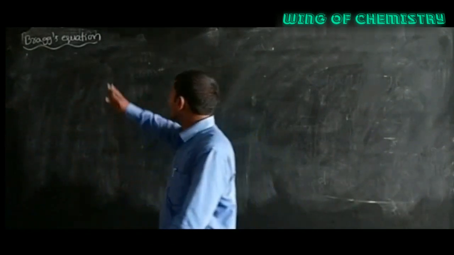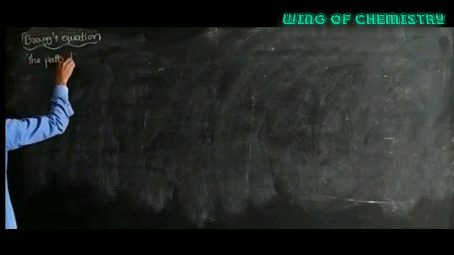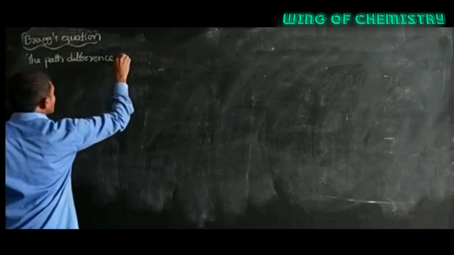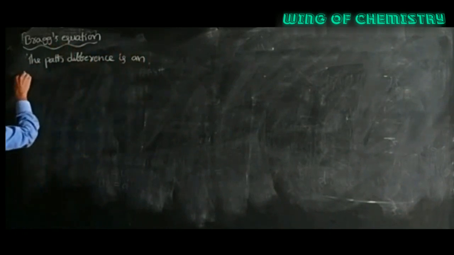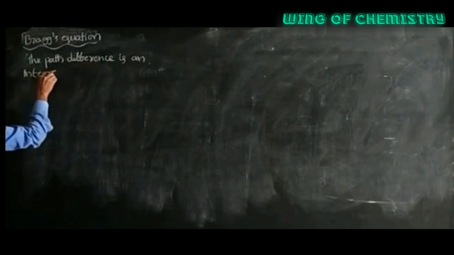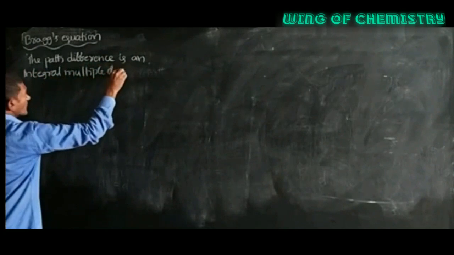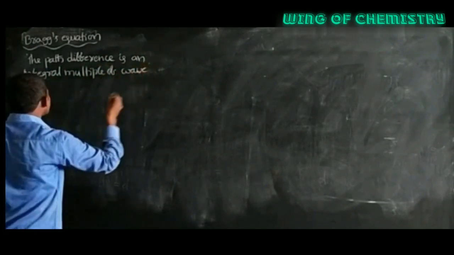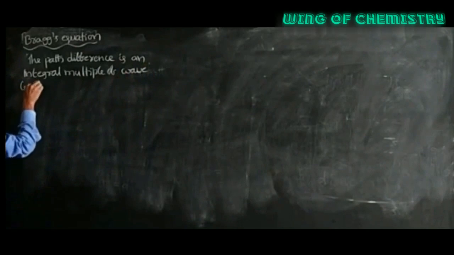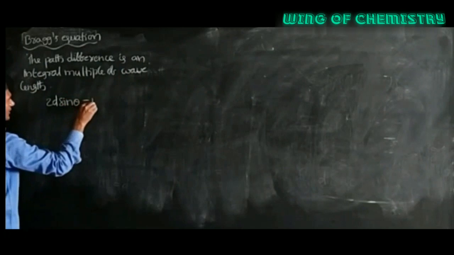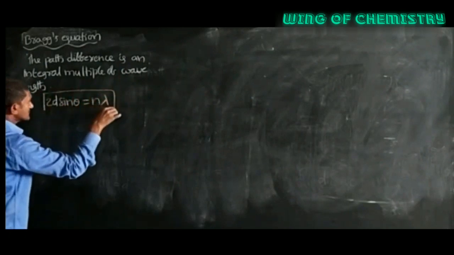Today I am discussing Bragg's equation. It says that the path difference is an integral multiple of wavelength. That is, 2d sin theta is equal to n lambda.